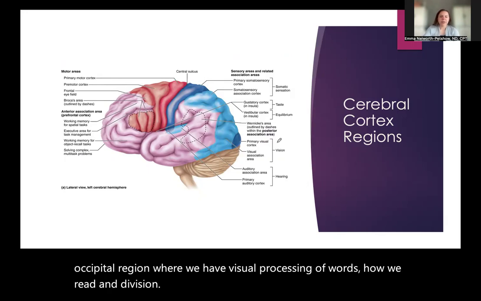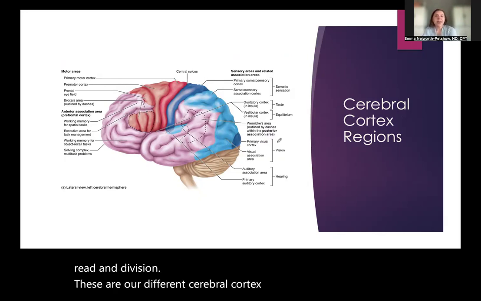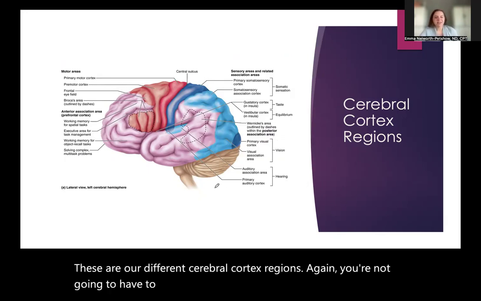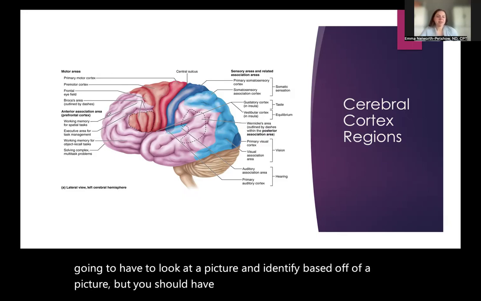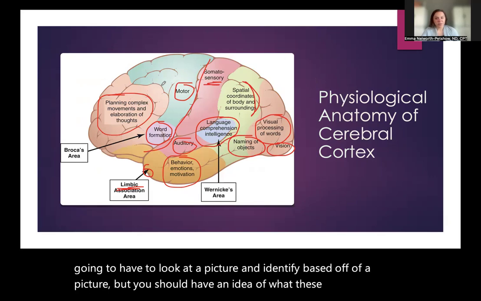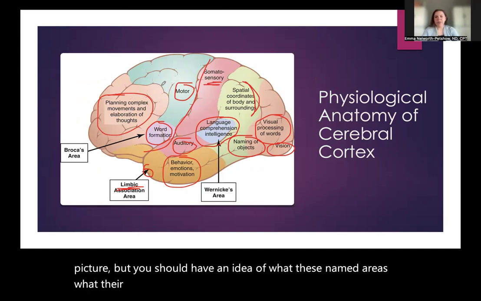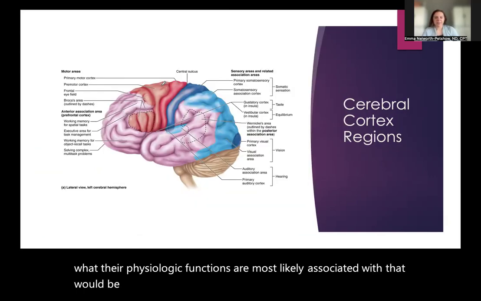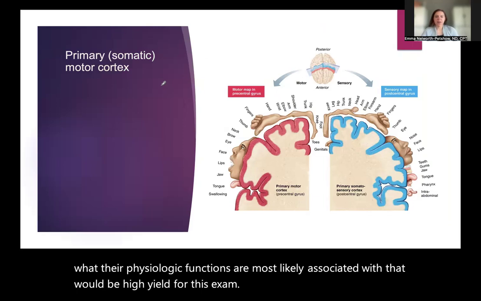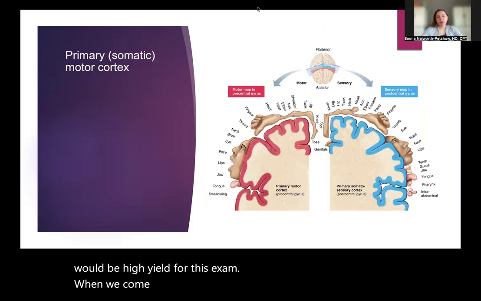These are our different cerebral cortex regions. Again, you're not going to have to look at a picture and identify based off of a picture, but you should have an idea of what these named areas, what their physiologic functions are most likely associated with. That would be high yield for this exam. When we come back, we're going to get into the primary somatic motor cortex and our somatosensory cortex.